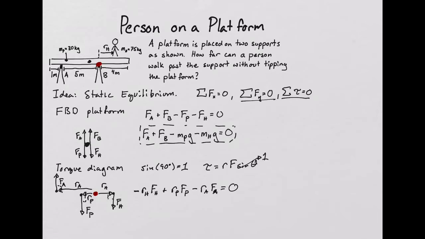Finally, I'll replace the weights for the person, F_H, and the platform, F_P, with the formulas of force due to gravity. So this is now minus R_H m_h times g plus R_P m_p times g minus R_A F_A, all equal to 0. This is the second equation that I can use to try and solve this problem.